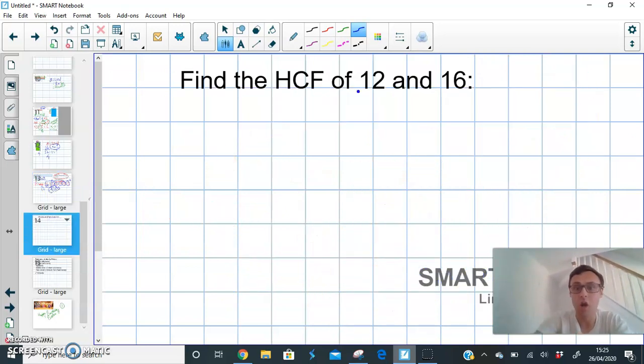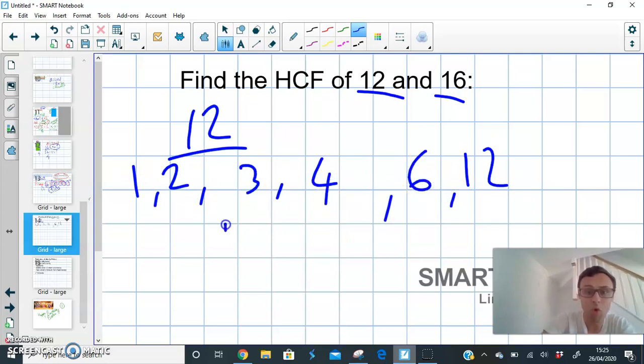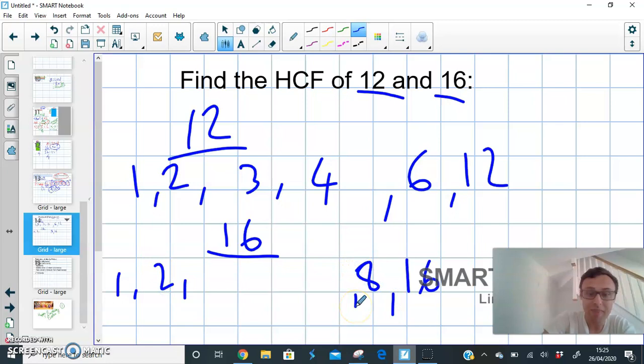Okay, now finding the highest common factor of 12 and 16. 12, we do 1 and 12. Remember, my method always works. We don't forget any. 2 and 6, 3 times by 4. Factors of 16, 1 and 16, 2 and 8. And then we would have 4 and 4.